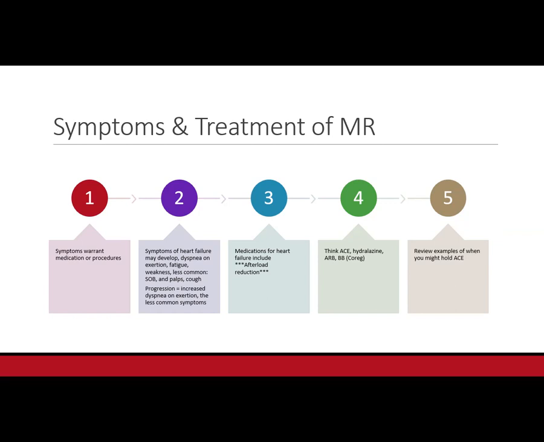Usually they use medications for heart failure, which include afterload reduction. So if we're thinking about our main goal being afterload reduction, why do we think that is? I'll give you a second to think about this. Afterload reduction is going to decrease impedance to left ventricular ejection, and as a result, reduce regurgitation volume. So if we reduce that afterload, then we might have less of that regurgitation. Some of these medications are going to be things like our ACE inhibitors, hydralazine, our angiotensin receptor blockers, and beta blockers.